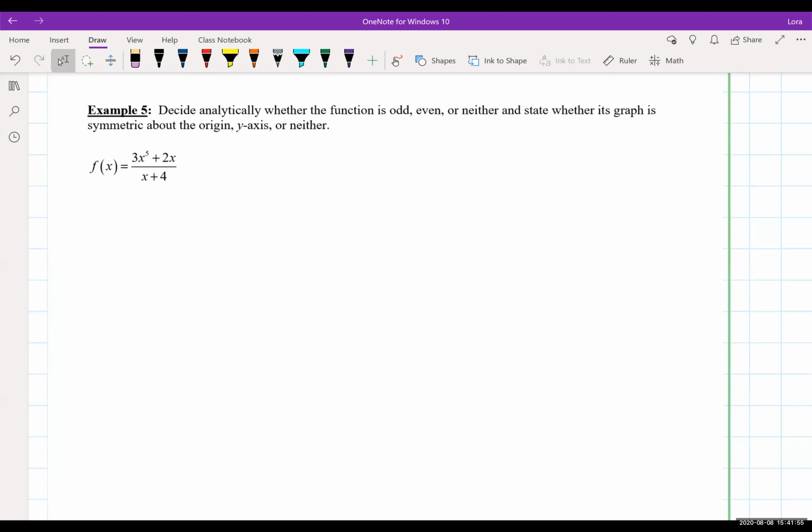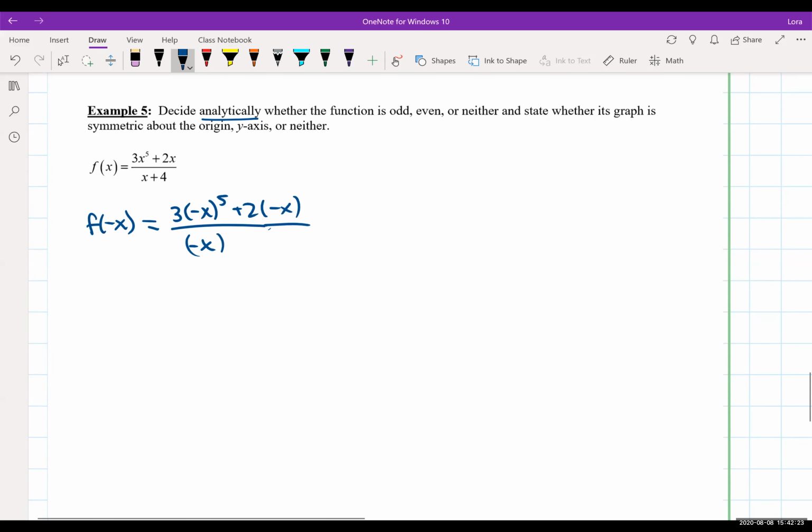So one more. We are looking at the same idea. Remember, it's asking us to decide analytically. So that is a heads up for us to calculate what is f of negative x. And we'll do that. So I'm plugging in negative x for everywhere I see x. And remember, when you plug things in, we're using parentheses. It's helpful. The first one, you don't really have to, but in the denominator, we can just be consistent.